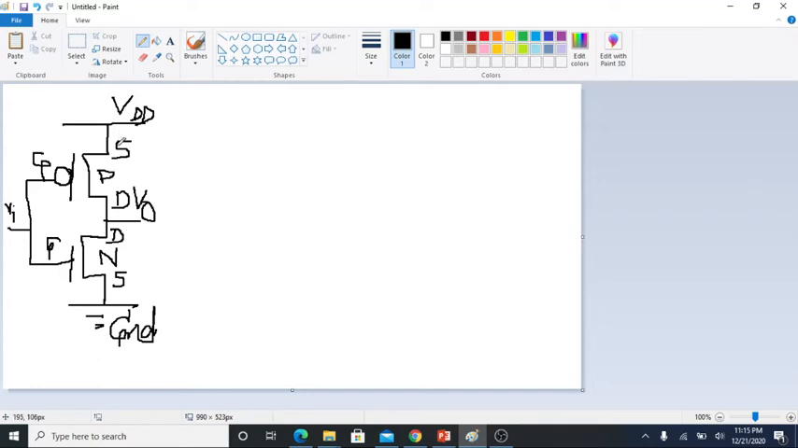So that is why the source of PMOS is connected to VDD and its drain is connected to Vout, and the drain of NMOS is connected to Vout and the source of NMOS is connected to ground. In short, the sources of NMOS and PMOS in CMOS are connected to VDD or ground, and the outputs are connected to the drain terminals. Now I will show you how to make the stick diagram for it.